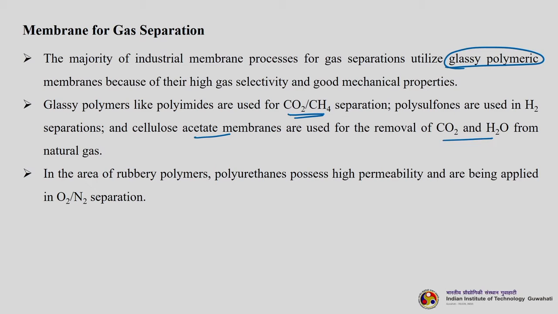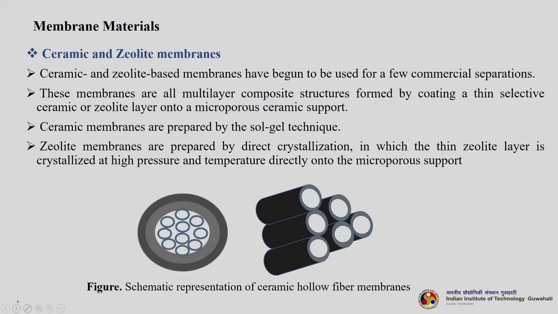For different gas phase applications, in the area of rubbery polymers, polyurethanes possess high permeability and are being applied for oxygen nitrogen separation. So, let us now understand the membrane materials: ceramic and zeolite membranes. Ceramic and zeolite membranes have begun to be used for a few commercial applications just a few years back.